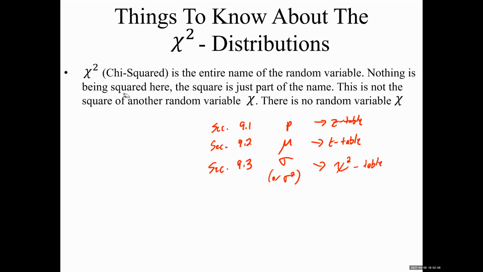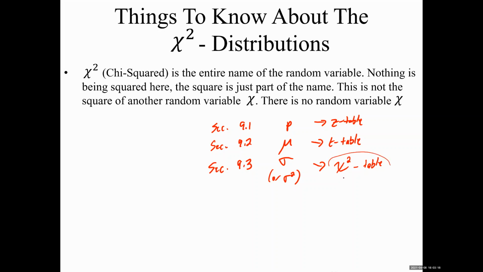So it's a new table. It's a new random variable. And it says here in this slide, nothing is being squared. It looks like something is being squared, but nothing is being squared there. That's just the notation for the variable. It's called chi-squared. It's not like we have chi and we're squaring it. Okay, the random variable in this section is called chi-squared.